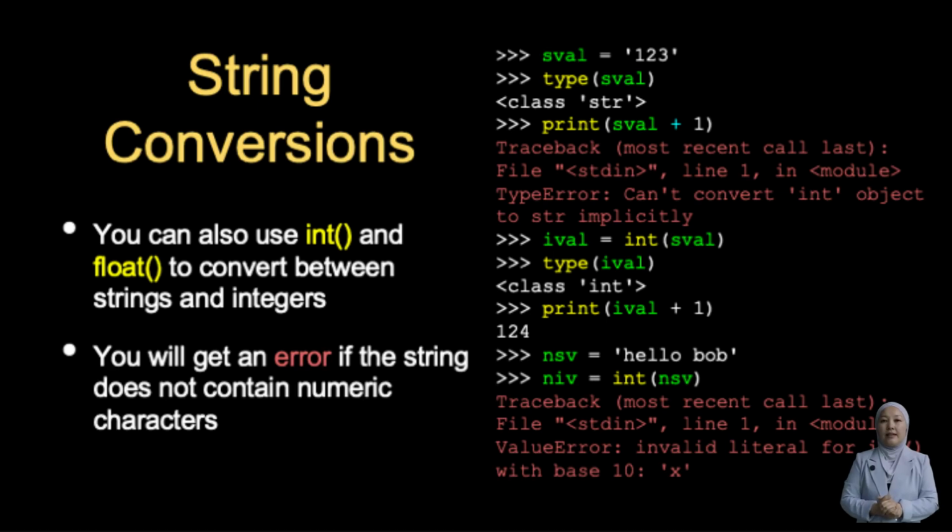The int and float functions are also how you convert strings that contain numeric characters into actual numbers. This is extremely common when reading data from files or users. You can convert the string '123' to the integer 123. But be warned, if you try to convert a string that doesn't make sense as a number, like 'hello Bob', Python will raise a ValueError and your program will crash. We'll learn later how to handle such errors gracefully.